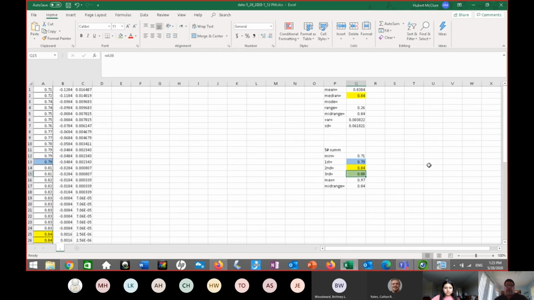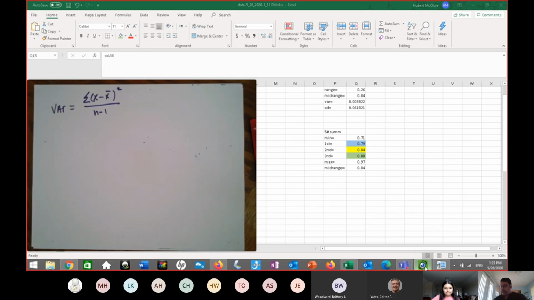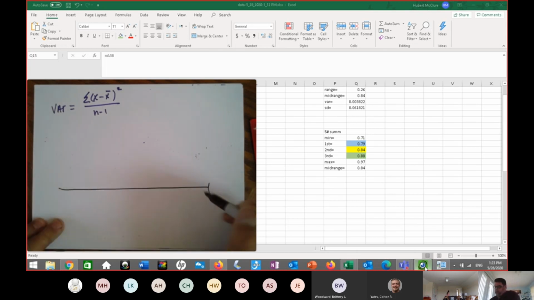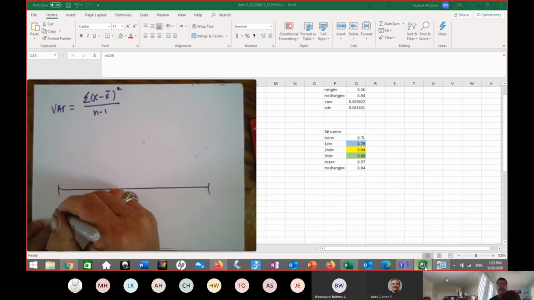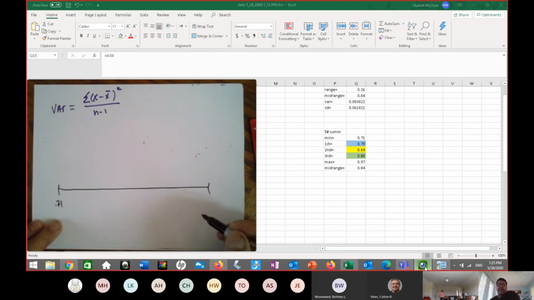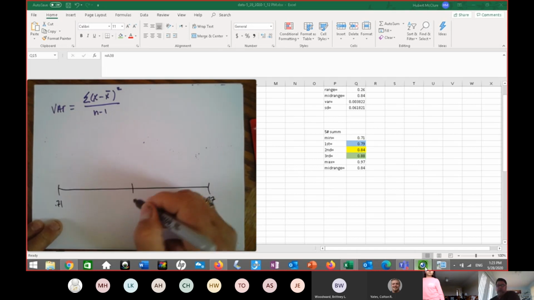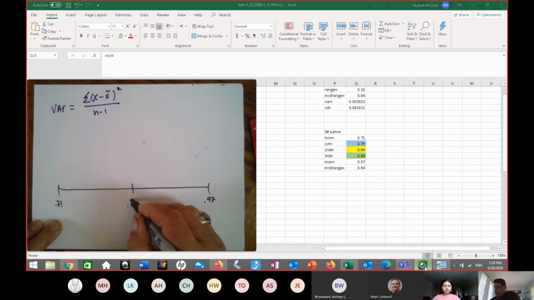And now all you got to do is draw your box plot. So let's draw our box plot. That's our handy dandy. And we're going to draw a black line for our number line. And that would be a min of 0.71, a max of 0.97, and a middle of 0.84.